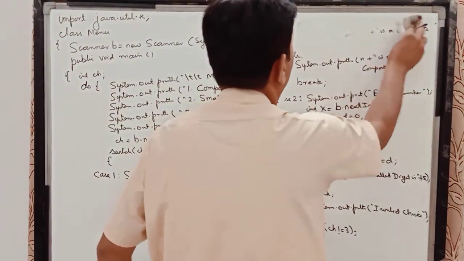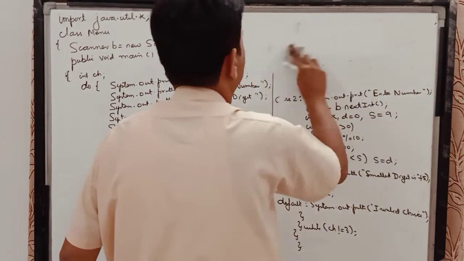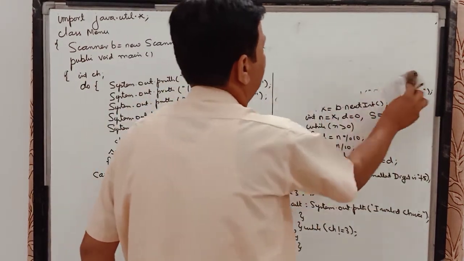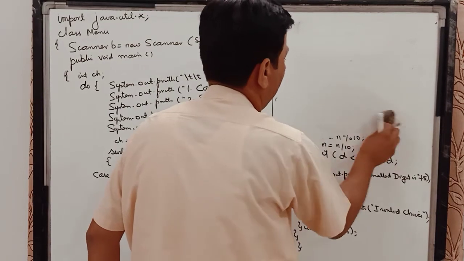So children, here also it is asking you to display the menu. Menu we already have displayed. And it is asking us to do two parts in a program.